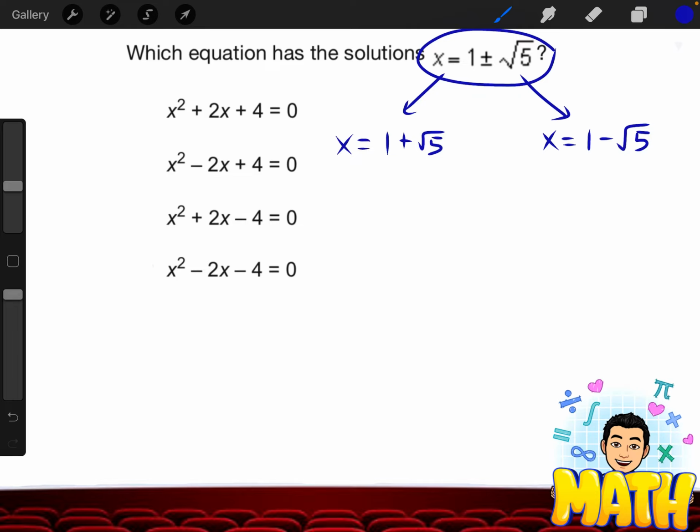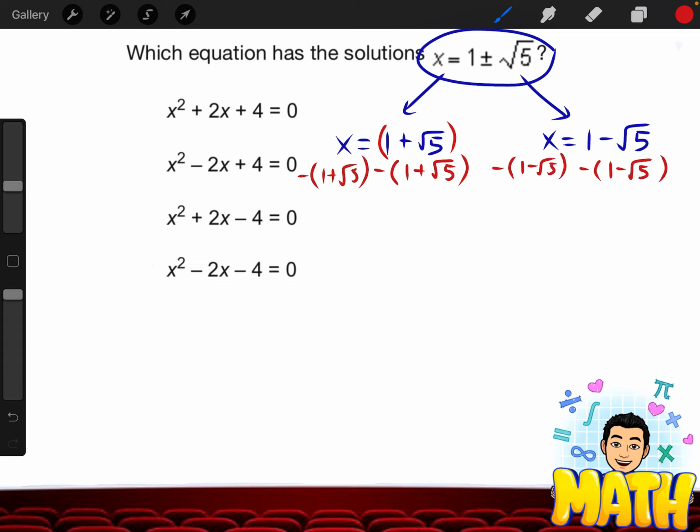So what I'm going to do here is I'm going to go ahead and subtract. So I'm going to write that as a big parentheses, okay, as one big term. So I'm going to subtract the whole entire term, 1 plus root 5, on both sides. I'm doing it on both sides. Okay, I'm going to do the same thing on the second equation. I'm going to subtract 1 minus root 5 on both sides.